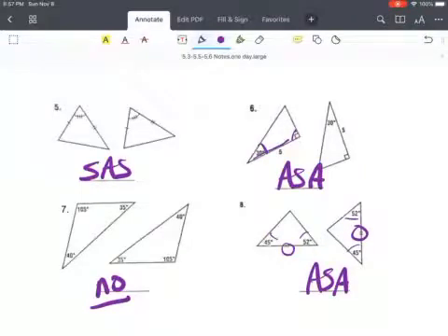We're going to continue with how we are writing proofs, and then we're just going to end with these types of ways to prove triangles are congruent.